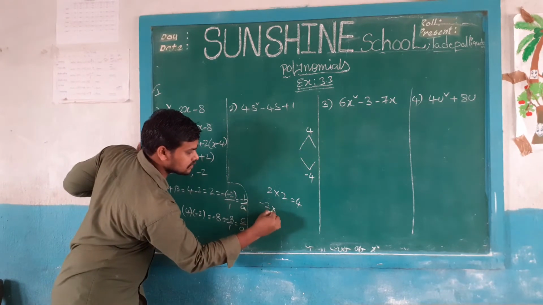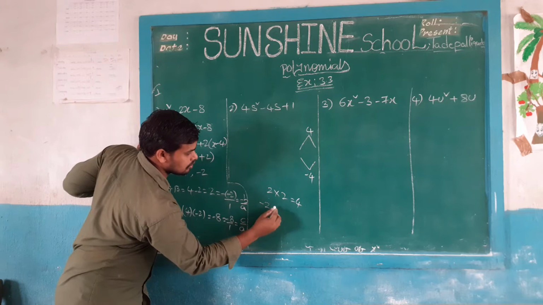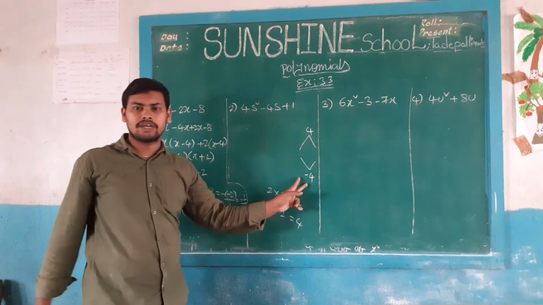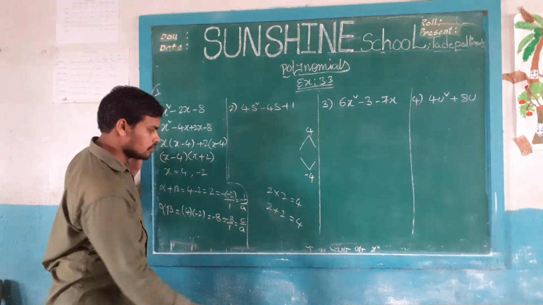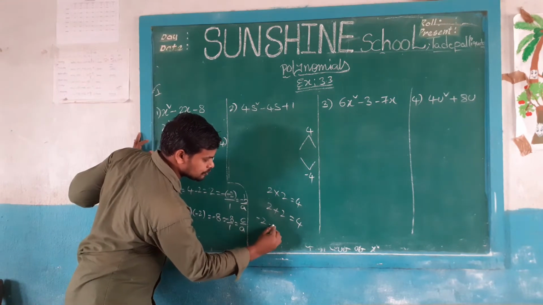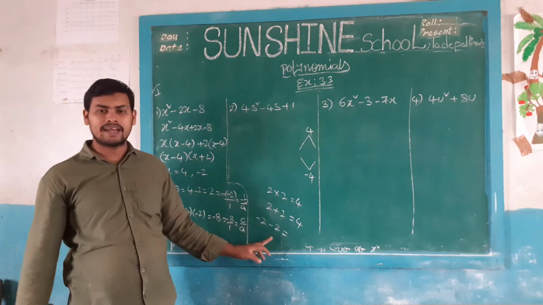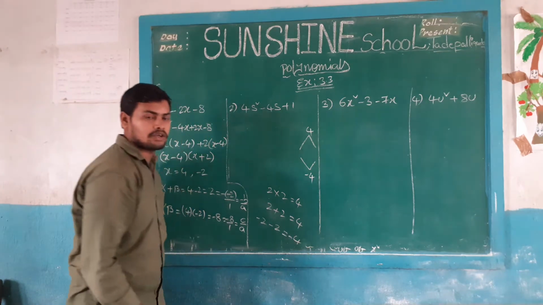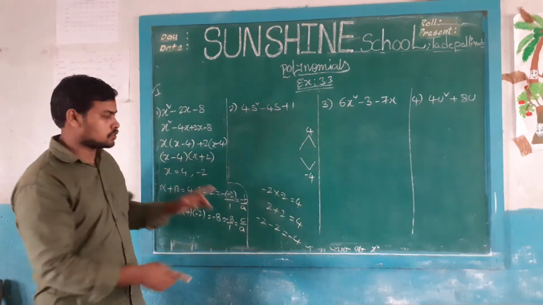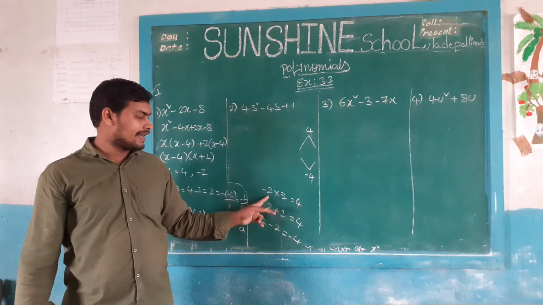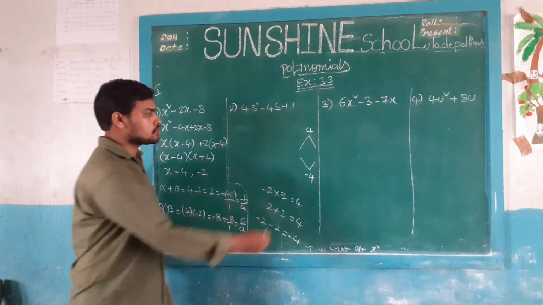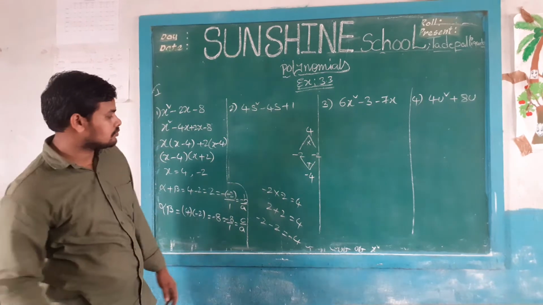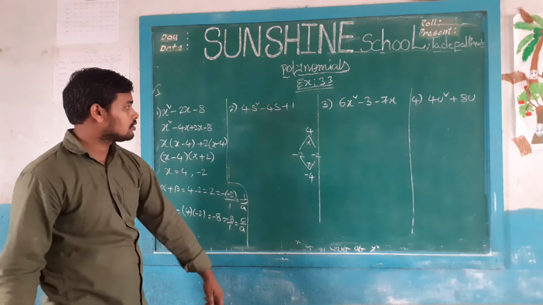If we write it like this, 2 plus 2 equals 4. But what we need is a minus sign here. So we simply write minus 2 minus 2. Minus minus plus, 2 into 2 is 4. Similarly, minus 2 into minus 2 is 4. So those two numbers are minus 2 and minus 2.